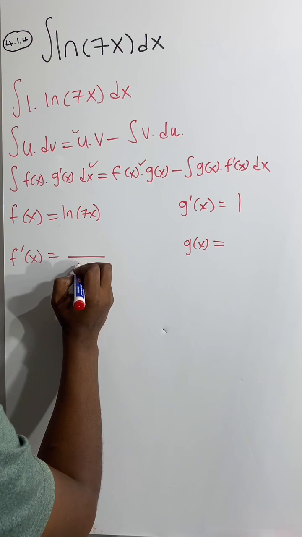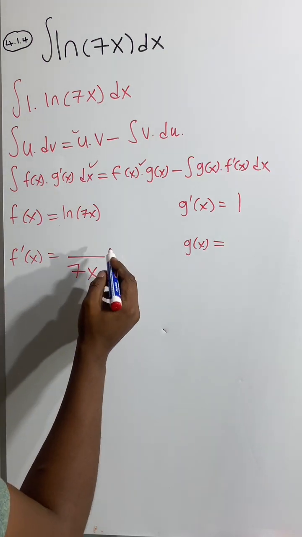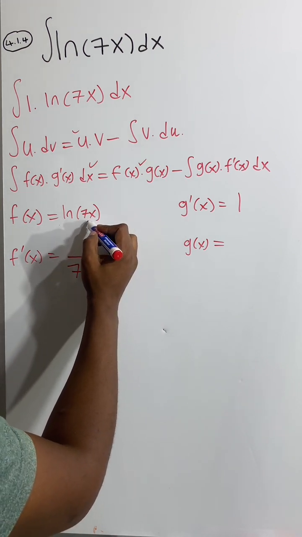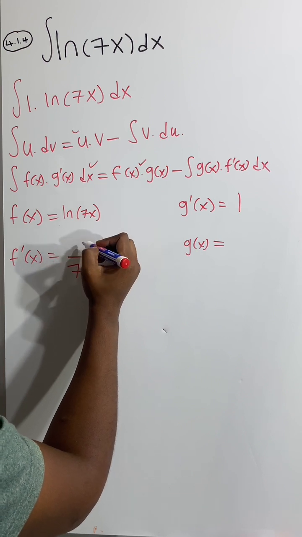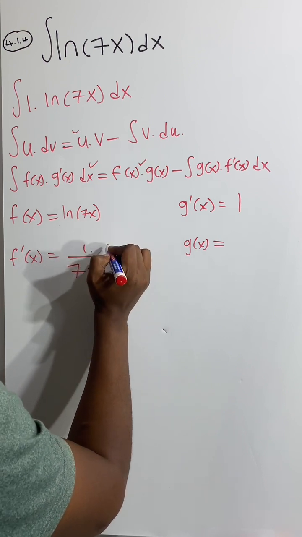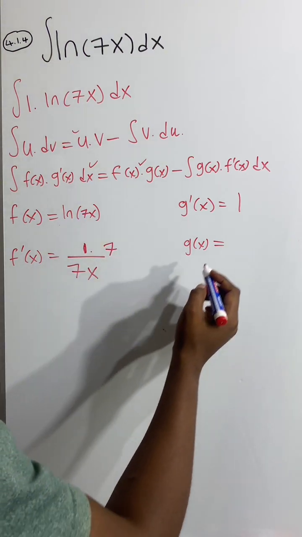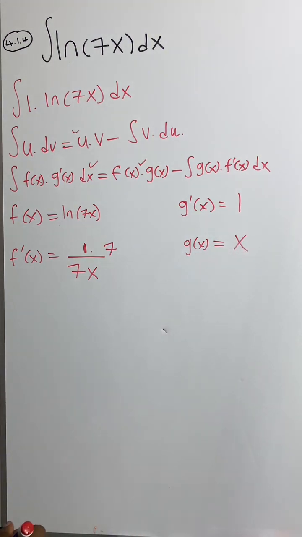So when we differentiate ln of 7x, we get 1 over x. Remember that the chain rule says that we also have to differentiate the inner function. So the inner function is 7x. When we differentiate 7x, what do we get? We get 7, and when we integrate 1 with respect to x, we get x.